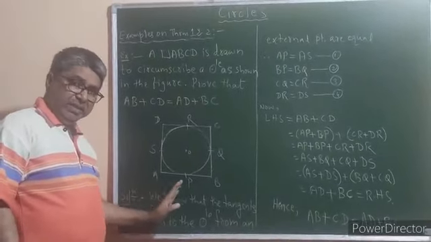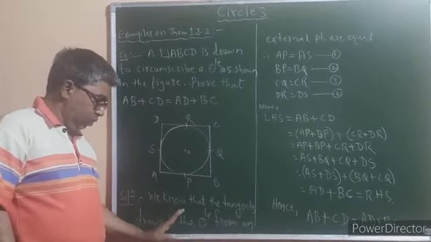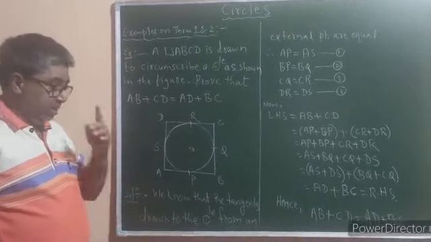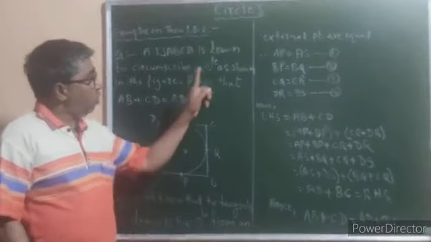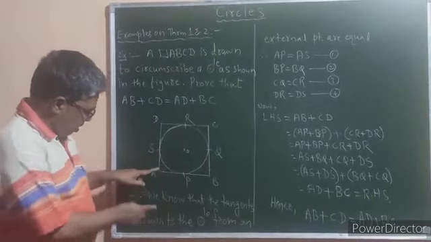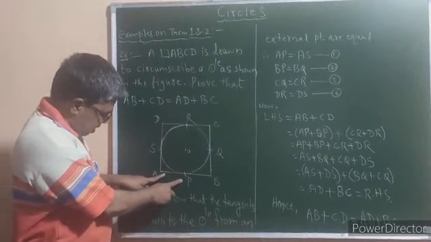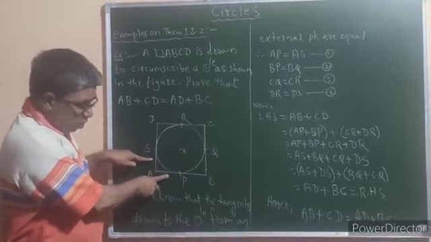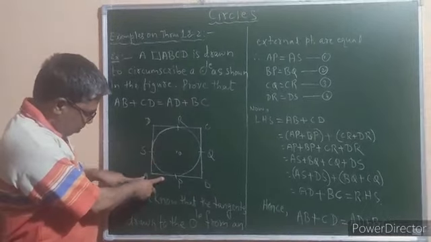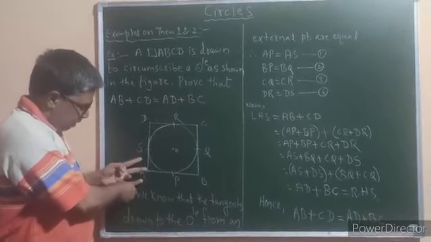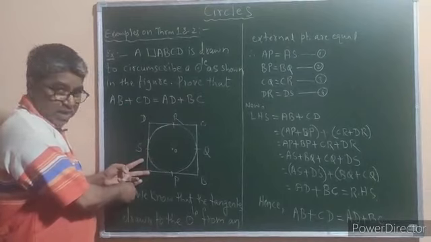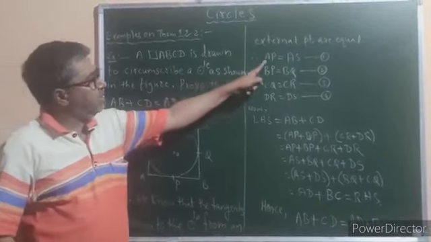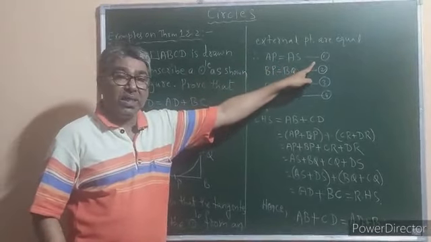Solution: we know that the tangents drawn to a circle from an external point are equal in length. This is theorem number 2. So hence, if you consider the figure, AP and AS, these two are the tangents drawn to this circle from an external point A. Therefore AP and AS must be equal in length according to theorem number 2. So AP is equal to AS, call this equation number 1.